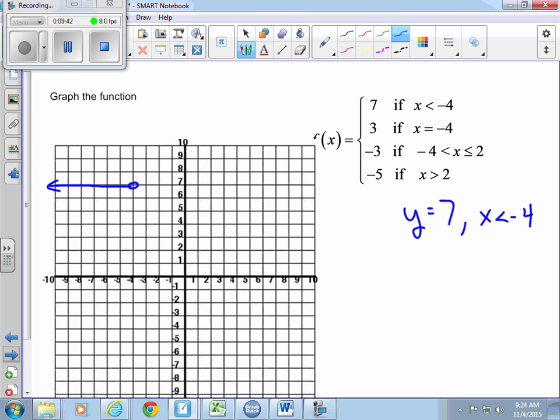Okay. The next one's weird because it says y equals 3 if x equals -4. What do you think that means? That's where you just plot a point. Why is that just a point? Because it's just at -4. So if y is 3 when x is -4, that's just a point.